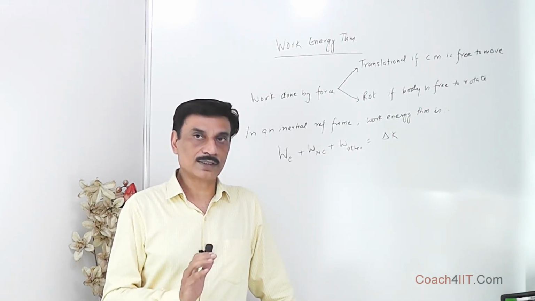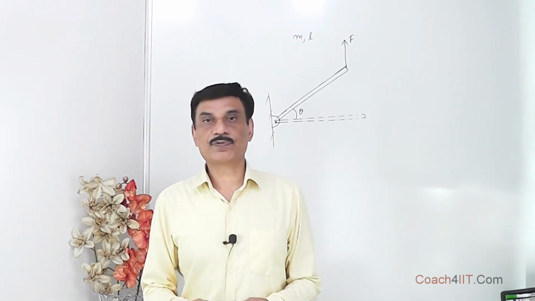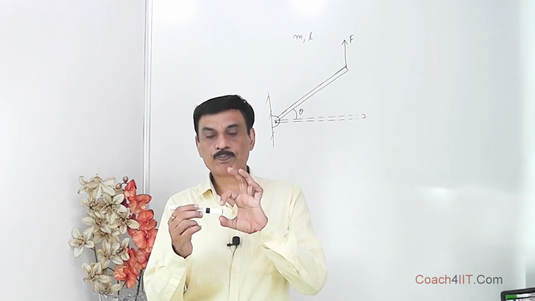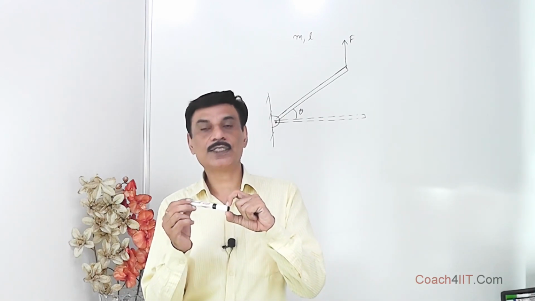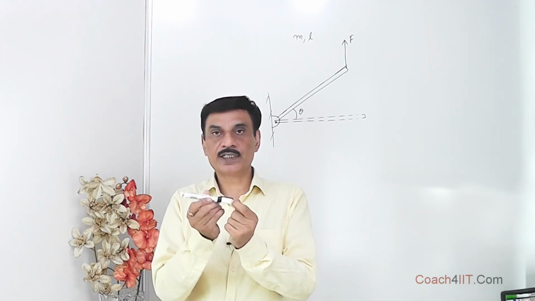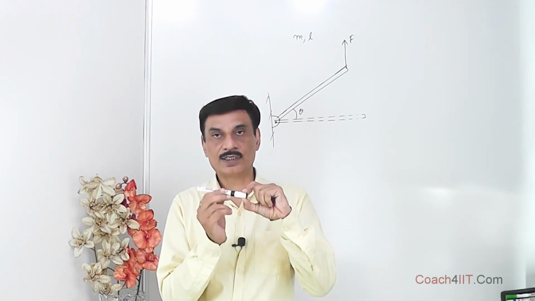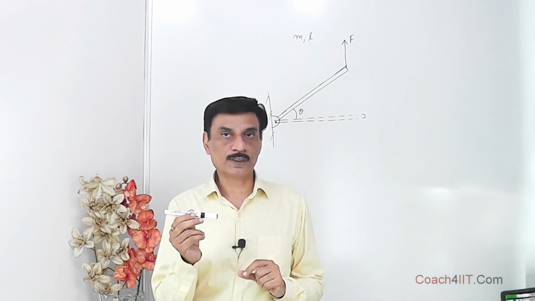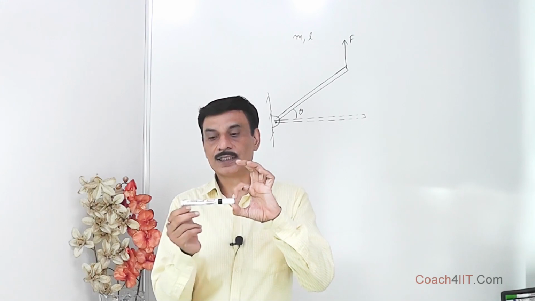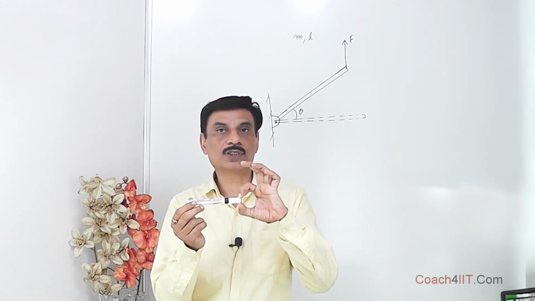Let's understand it with a few examples. Let's take the case of a rod of mass m and length L, which is pinned at one end and is free to rotate in a horizontal circle. It is not a vertical circle, it is a horizontal circle. It is a uniform rod of mass m and length L, pinned over here, and free to rotate in the horizontal circle.